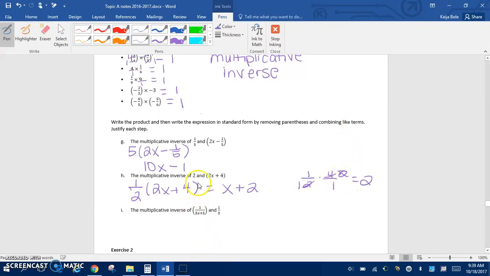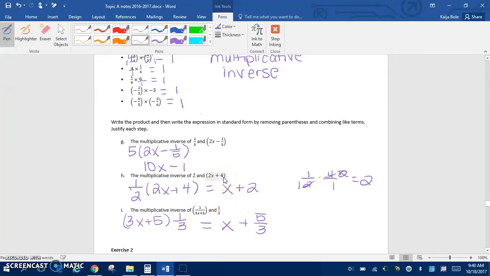Alright, so now the last one, a little tricky. It says the multiplicative inverse of the quantity 1/3x plus 5 and 1/3. So the multiplicative inverse of this, think of this just as a fraction. So now we're going to flip it. So we would have just 3x plus 5 in parentheses, and then we're multiplying by 1/3. So that means when we distribute, 1/3 times 3 would just be x. And then 5 times 1/3 would be a positive 5/3.